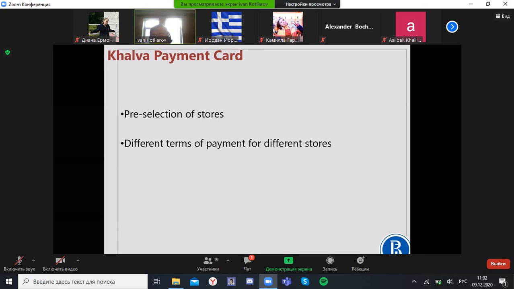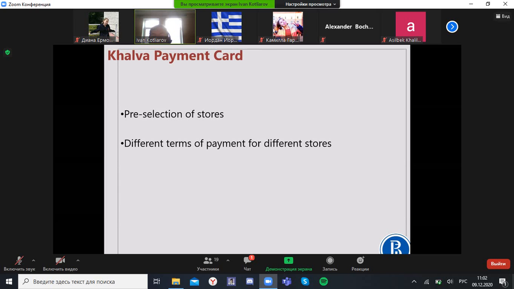And ladies and gentlemen, in case you use your normal credit card, you will have the same terms for all stores. I don't know, 50 days of grace period, etc. In case of the Halva payment card, the situation is pretty different. Different terms of payment may apply for different stores. Some stores may give you a longer period of payments, other stores will give you a shorter period of payments, etc. So different terms of payment may apply for different stores.